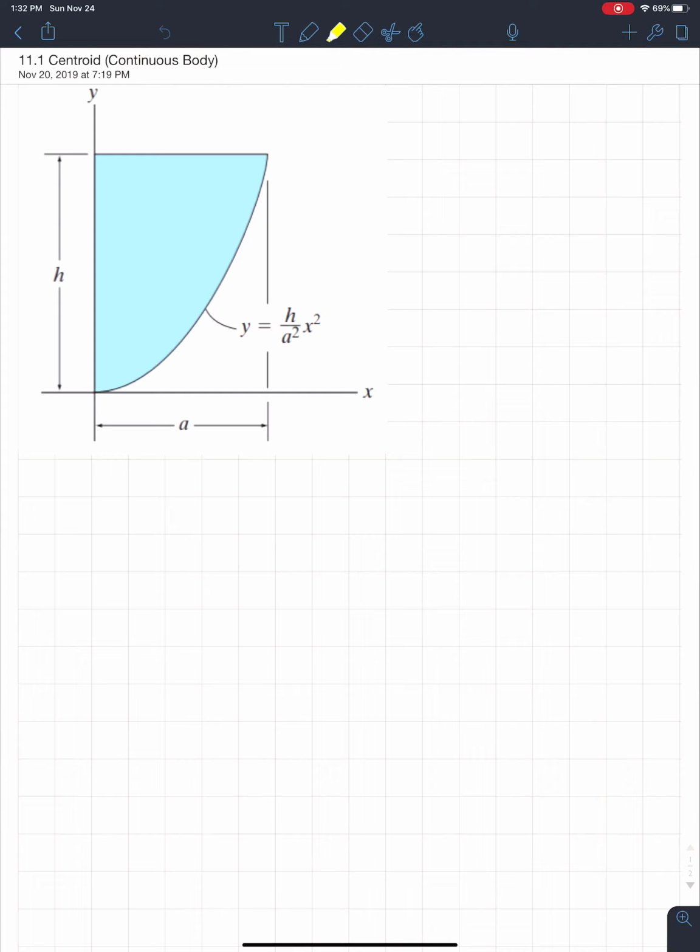Now, there's two scenarios you'll see with centroids, and one of them is a continuous body, and that's basically when you see kind of a calculus curve. It looks more like a math problem than an engineering problem, which is not the best. But the second example is when we see what we call a composite body. So a body that looks kind of complex, but it's actually just made up of simple shapes, and that'll be our next example, 11.2.